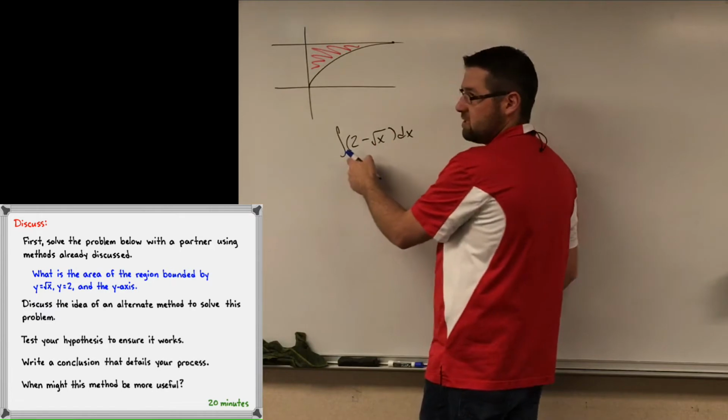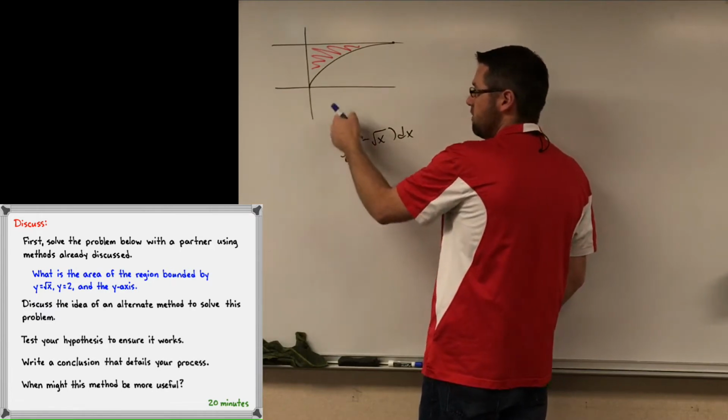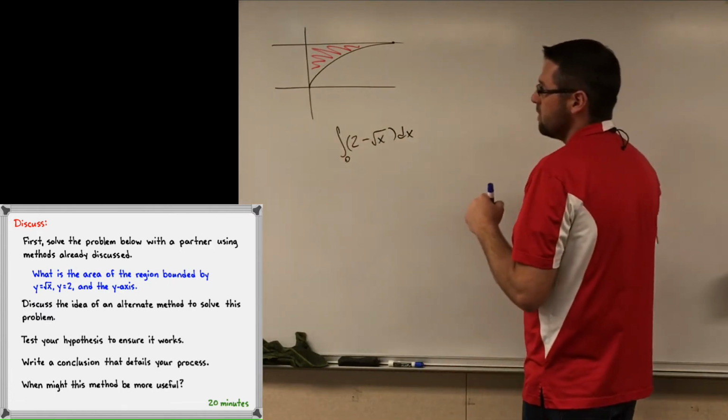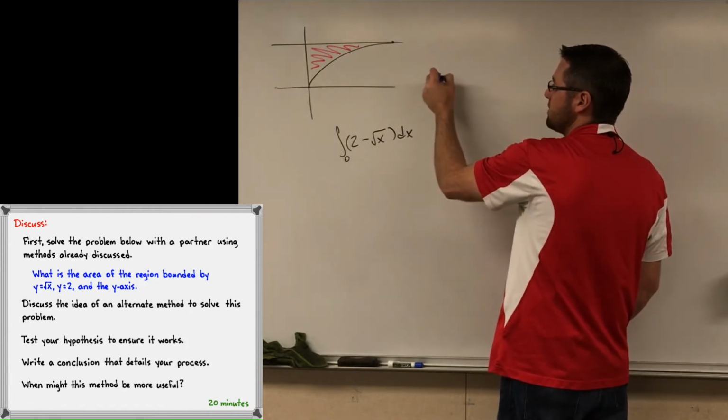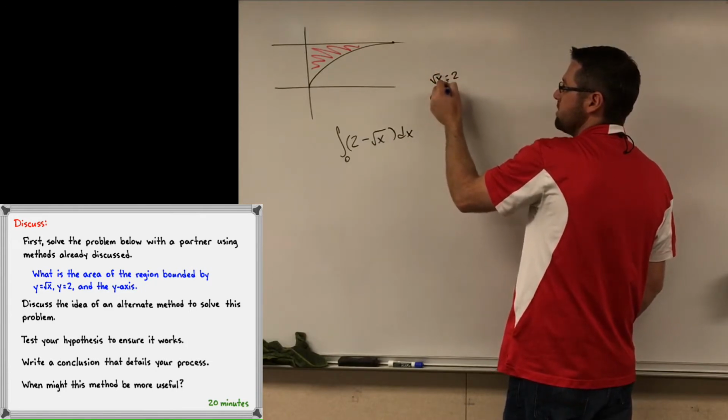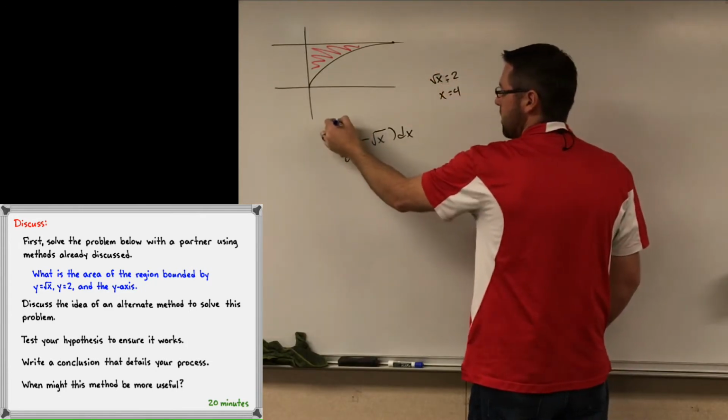Now, your lower bound is easy enough. What's your lower bound? 0. How do you find your upper bound? You set them equal because you're looking for the point of intersection. So you're going to say rad x equals 2, and then square it, so x equals 4. So that's my upper bound.